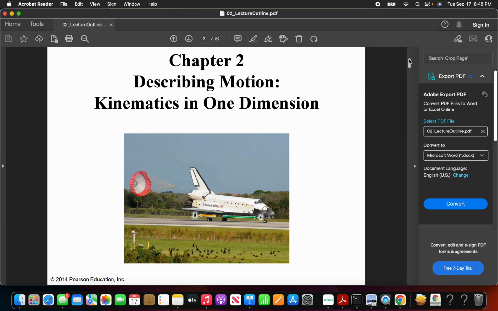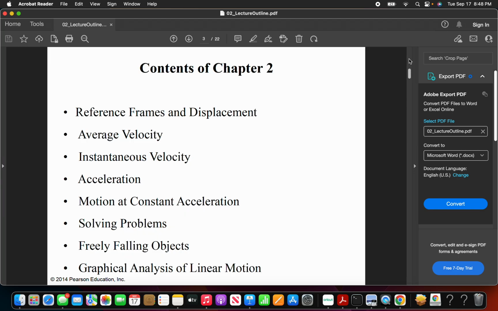Okay. And so the contents of chapter 2 are as follows. We'll talk about reference frames briefly, reference frames and displacement. We'll talk briefly about velocity, average velocity, and instantaneous velocity. Also talk about acceleration and what acceleration actually is. Right? We also talk about motion at a constant acceleration, which is a very important principle in physics. Okay, and particularly in kinematics.